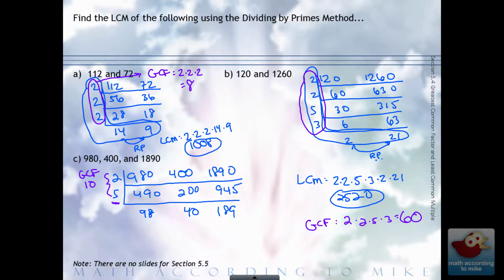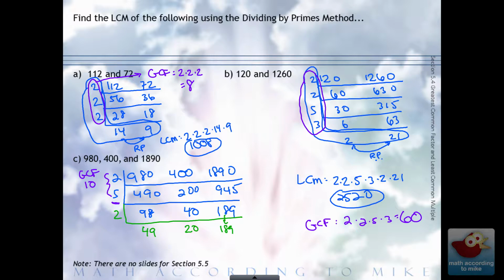In fact, let me do this in a different color. I have all the colors in the world. Might as well use a different one.